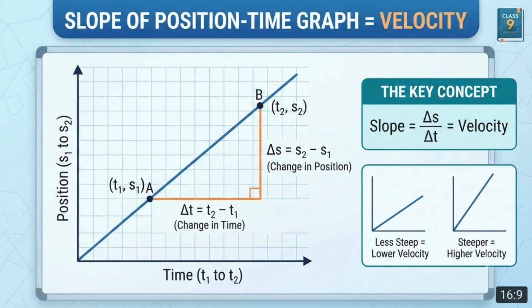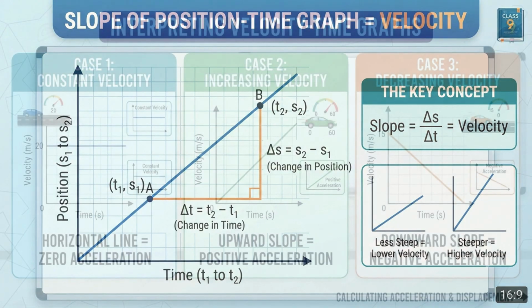If the graph is steeper, the object is moving faster. If the graph is less steep, the object is moving slower. So, by simply looking at the slope of a position time graph, we can compare the velocities of different objects without doing lengthy calculations. In the next topic, we'll use this concept again while studying the velocity time graph, where the slope helps us find another very important quantity, acceleration.